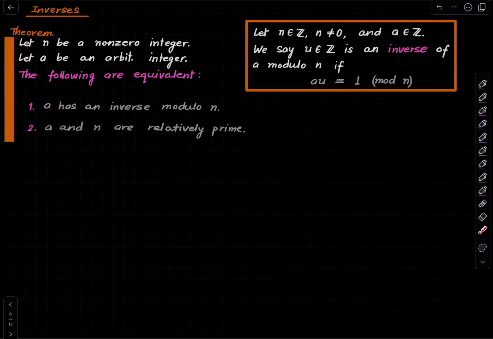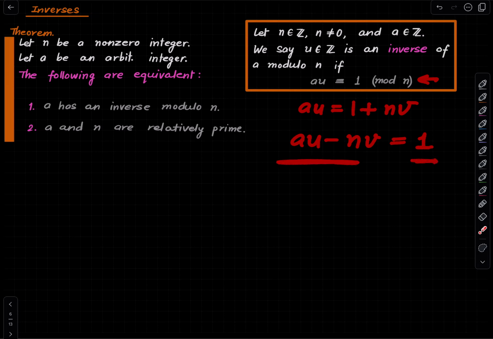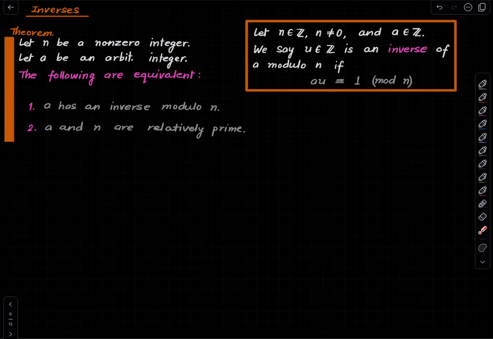Because if a has an inverse modulo n, then au is equal to 1 plus nv for some integer v, right? That's what this congruence means, which means au minus nv is equal to 1, which means what? You take the GCD of a and n, it divides the left-hand side, and hence it divides 1, and hence the GCD is 1. So that reasoning we have done many times, and that's clear. The other direction is the difficult direction, but that is immediate from Bezout's theorem.